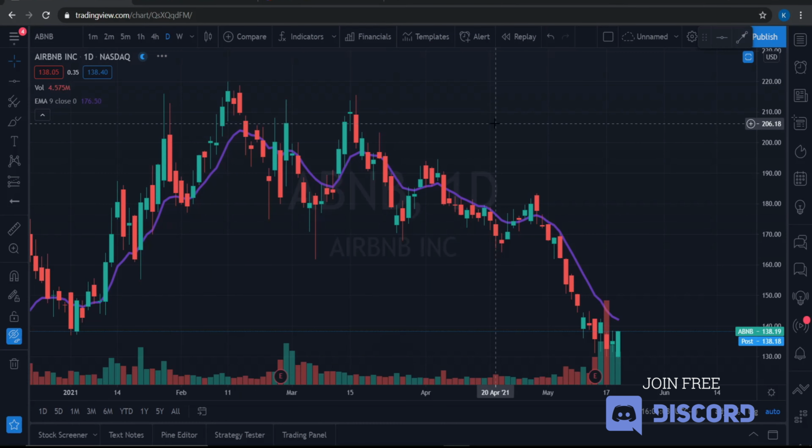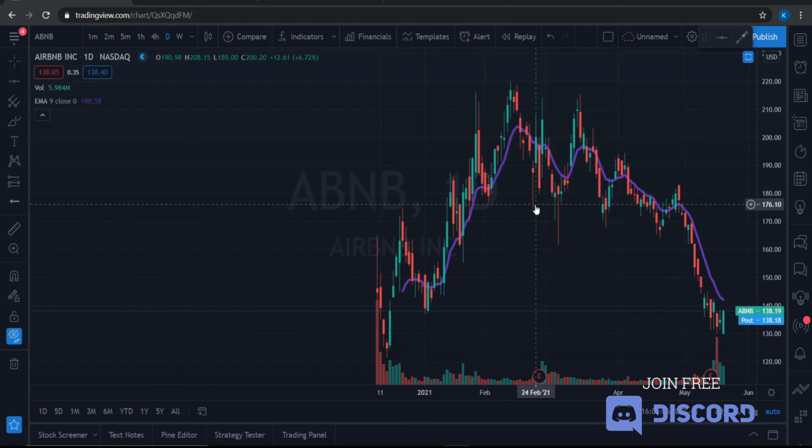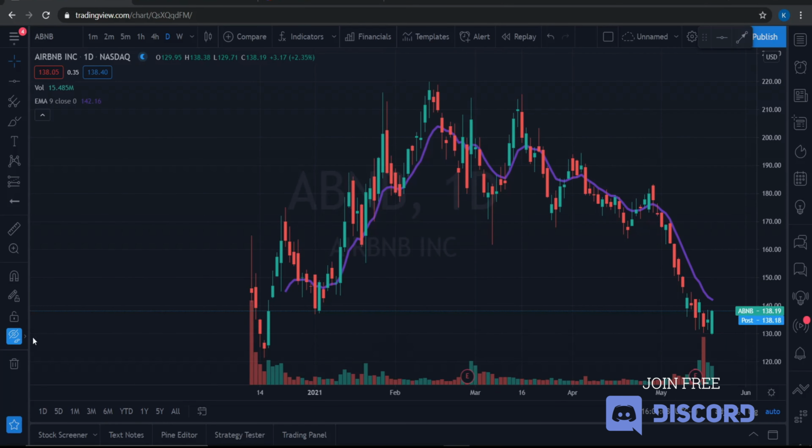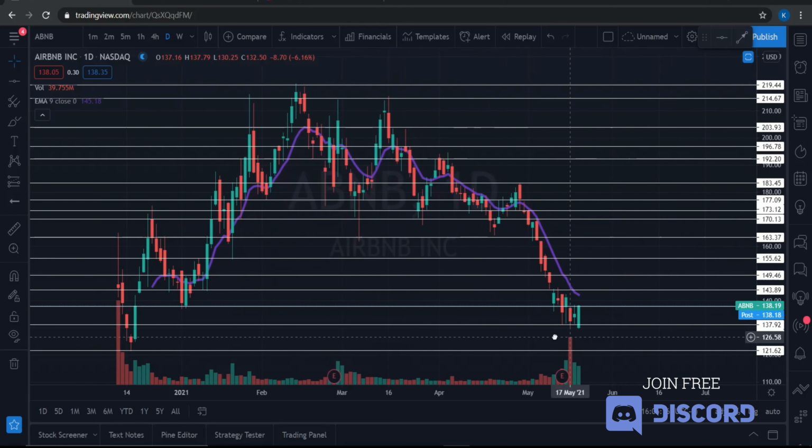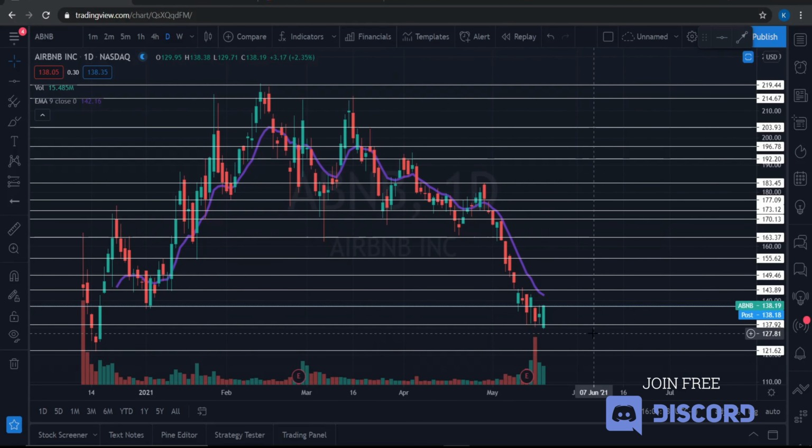So this is just a quick technical analysis on Airbnb. These are my levels of support here on the side. These are the numbers that I'm paying attention to. It's the 121 to 131 range. This is an area of value that I strongly am going to pay attention to.